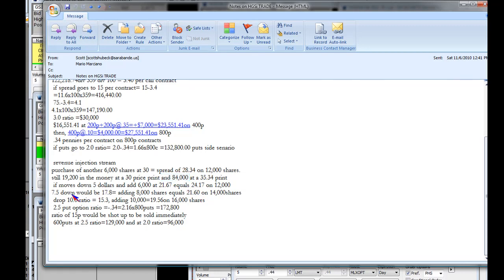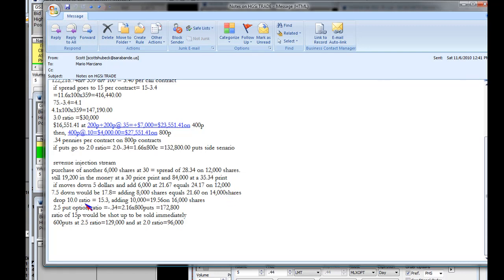Then we looked at some of the downside ratio. A $7.5 drop would be 17.8, and we would add shares. If there was any volatility, they're not going to not get approved. There could be a couple of things in there. You never know, but we have a plan on buying below the market. And we looked at a $5 gap down. We've looked at a $7.5 gap down, and we would add 8,000 shares. That would bring our cost to $21.60 on 14,000 shares.